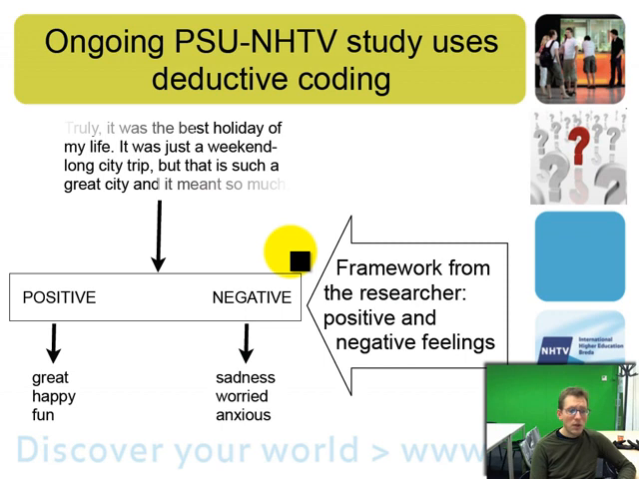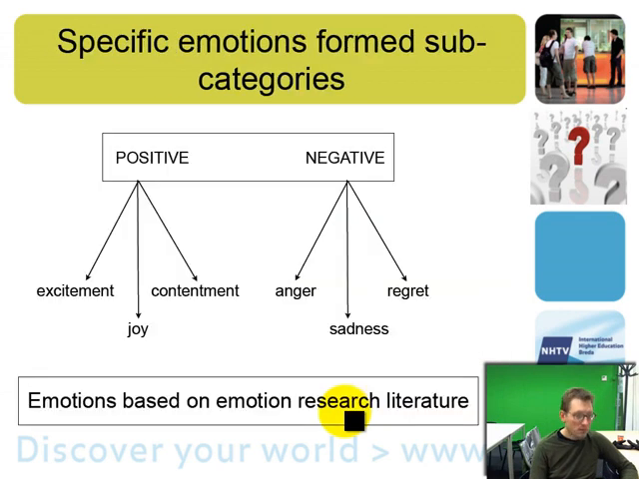We asked 20 older Americans to keep a diary in which they wrote about how they were feeling every evening of their holiday. These results were typed up, and any words referring to emotions or moods during the experience were categorized as positive or negative feelings. This framework of positive feelings and negative feelings comes from what we as researchers know about emotions. Our colleagues at Penn State also made subcategories of the specific emotions that participants wrote about. For example, under positive feelings you have excitement, joy, and contentment. Under negative feelings you have anger, sadness, regret.